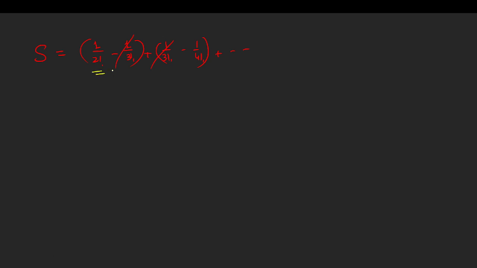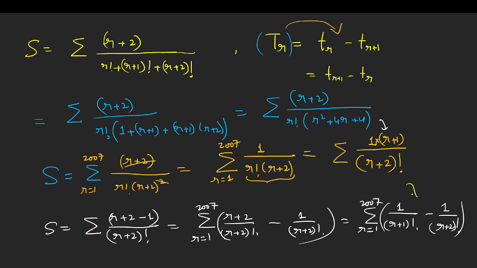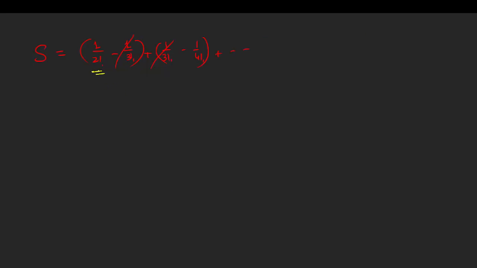And in such type of series, where we can break the general term as a difference of two terms, be very sure that the number of terms you are left with in the beginning will be the same as the number of terms you will be left with at the end, and with opposite sign. So you are left with just one term in the beginning, so you'll be left with only one term at the end, and that will be with negative sign.